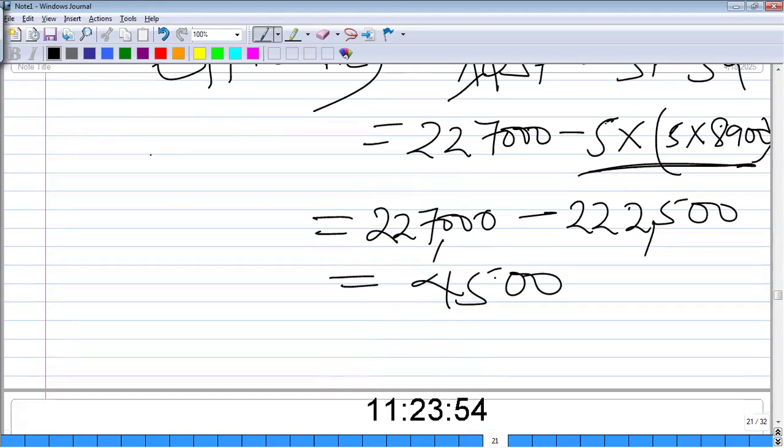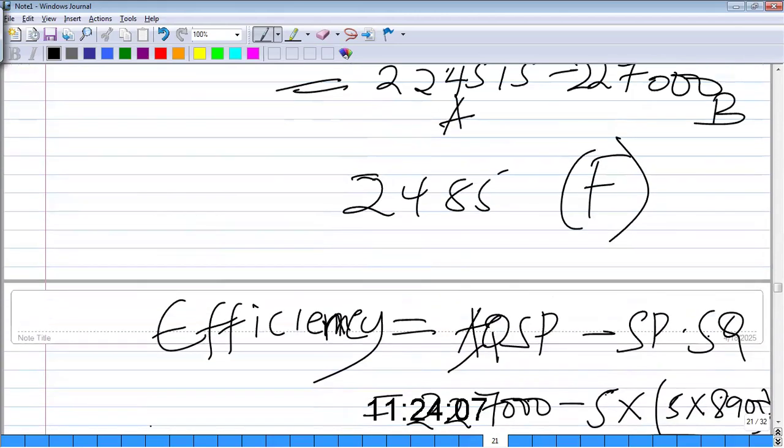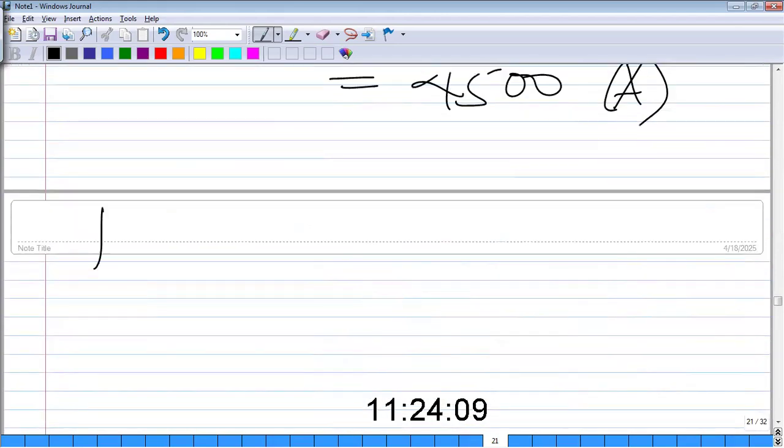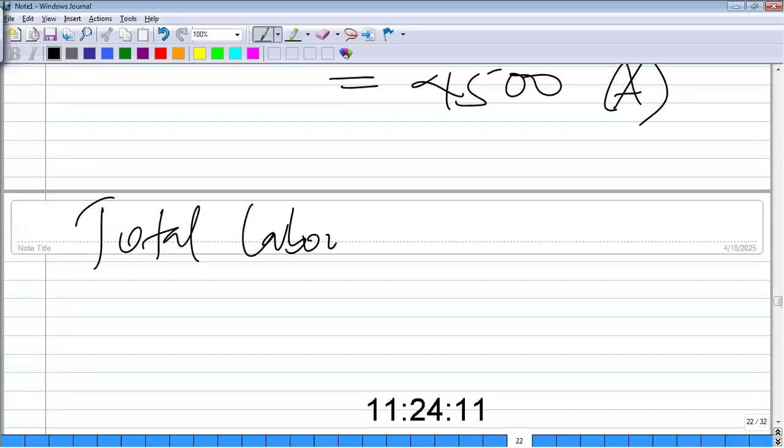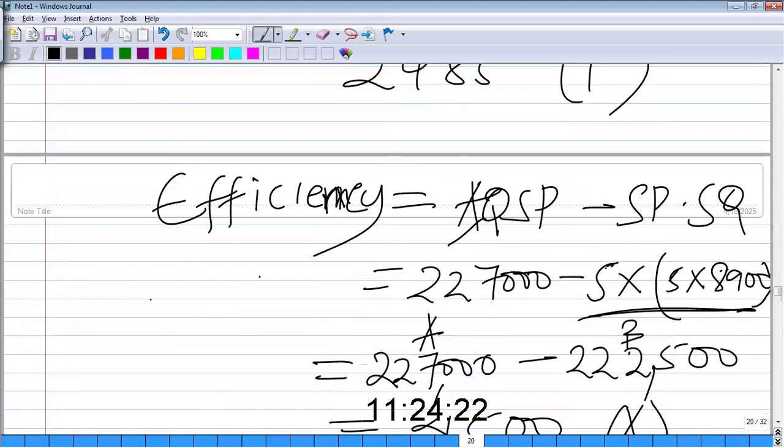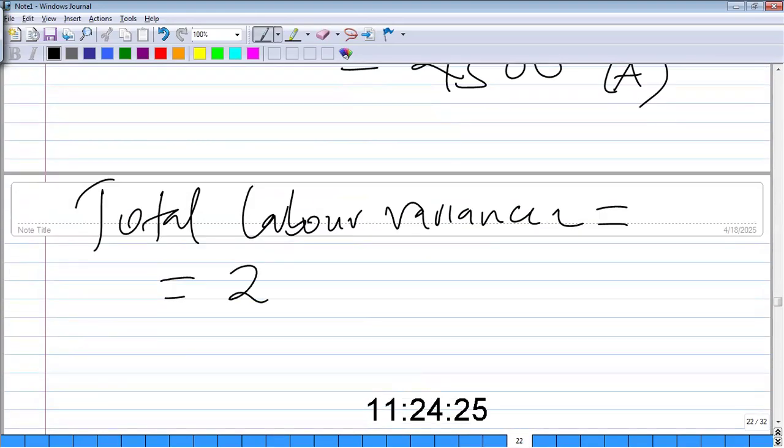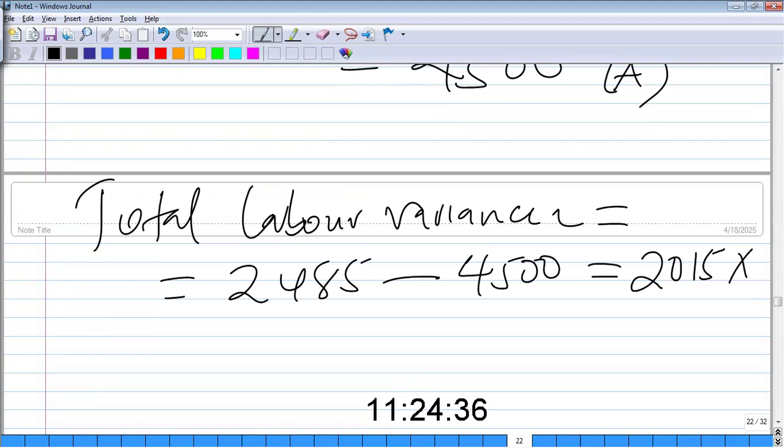Favorable or adverse? This is budget, this is actual. Adverse, I told you. Every time you use cheap labor, it costs you. So the total labor variance is equal to we had an unfavorable variance of 2485 minus, we ended up with 2015 adverse.